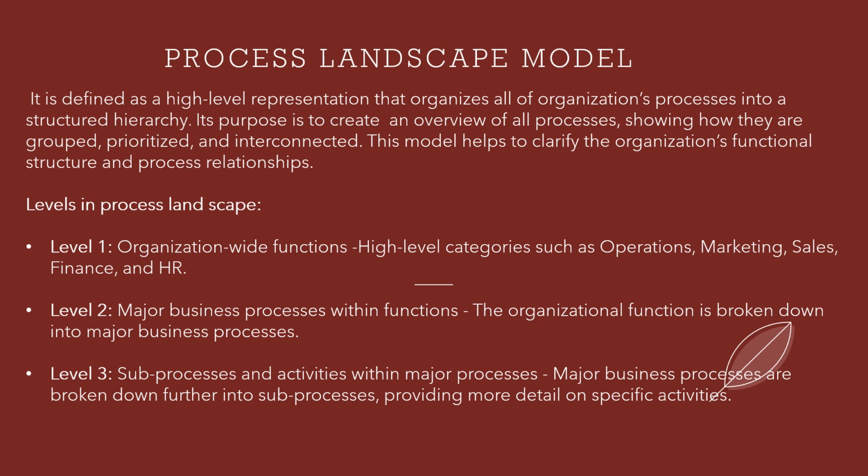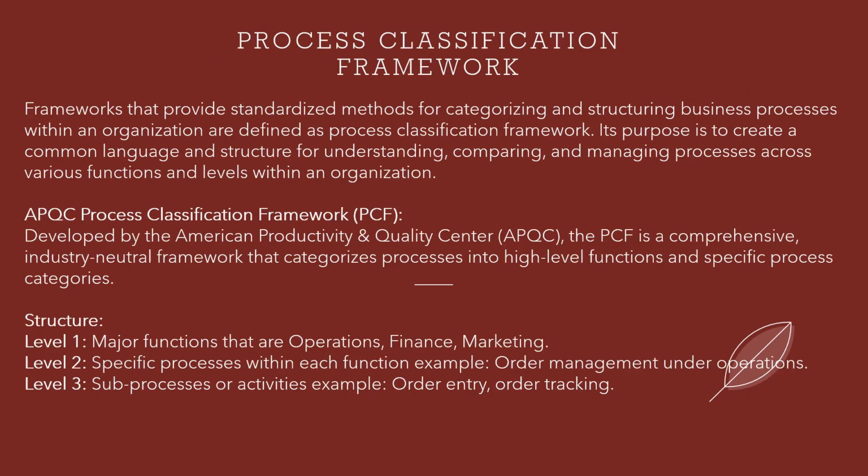Level 2 is the major business processes within functions. The organizational function is broken down into major business processes. Level 3 is sub-processes and activities within the major processes. Major business processes are broken down further into many sub-processes, providing more detail on the specific activities.